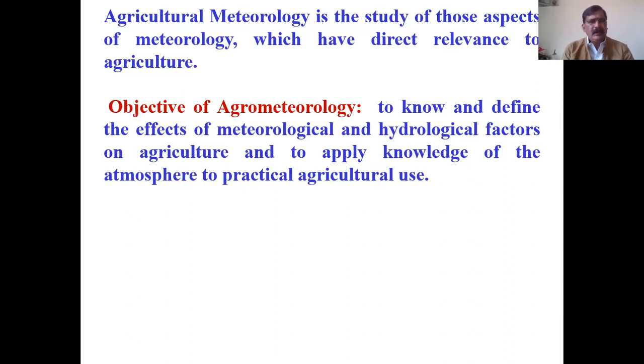So without understanding meteorology, weather, climate and their relationship with the agricultural field, whether it is crop growth and development, animal growth and development, or aquatic or any agricultural sector, the impact of weather phenomena would not be understood. Then it is not possible to practically do precision farming or climate smart agriculture, or mitigation and adaptation for the welfare of human beings. So the final objective of agrometeorology is to apply meteorological and hydrological knowledge to agriculture to improve the quantity as well as the quality of agricultural produce.